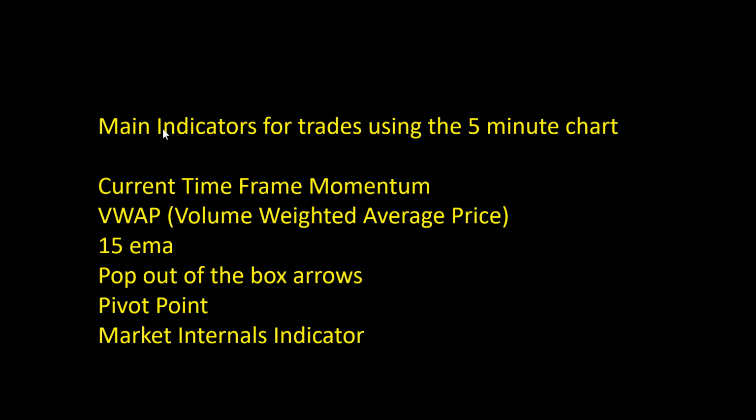Okay. The main indicators for trades using the 5-minute chart. This would be for fairly quick trades that you're doing intraday. We're going to look at the current time frame momentum. You're going to look at the VWAP, the volume weighted average price. Very important to have this on your chart, right? All the institutions use that. We're going to be looking at the 15 EMA. We're going to look at some things called pop out of the box arrows. These are compression break arrows. We're going to look at pivot points, and we're going to look at the market internals indicator. These are what we're going to be looking at for the 5-minute trade.